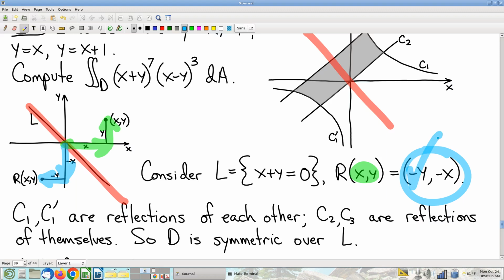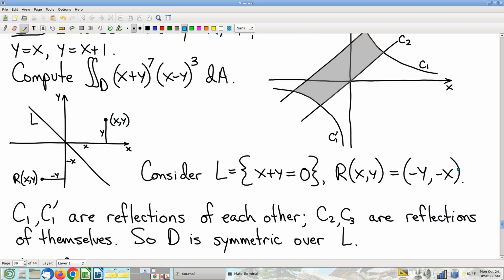So minus y. And likewise, the y-coordinate, clearly negative, and negative of the x-coordinate of the original point. So my reflection, negative y comma negative x. Okay. All right. Is everybody on board so far?